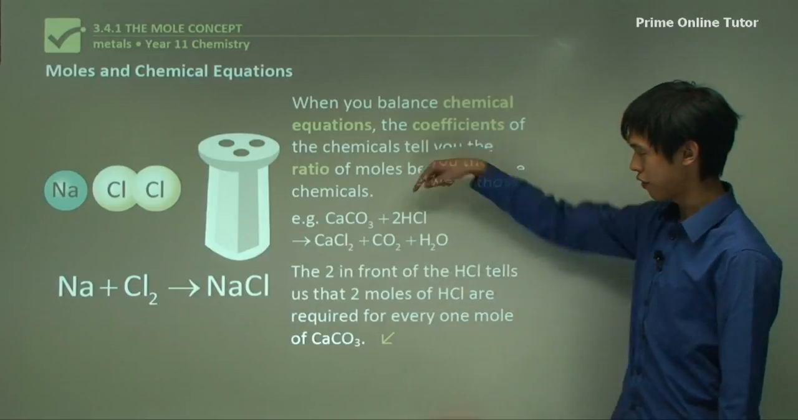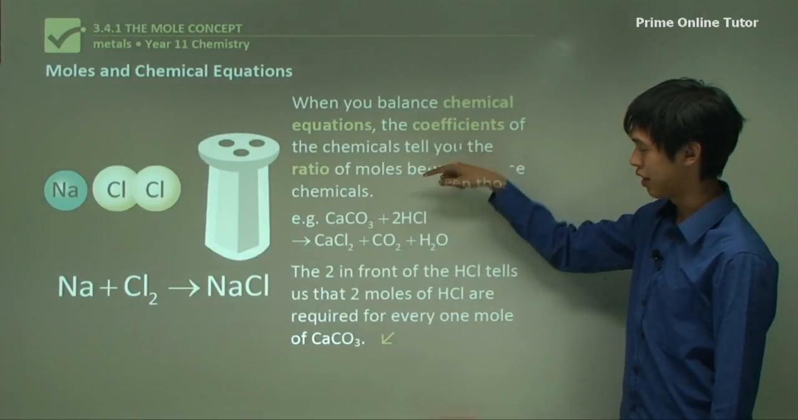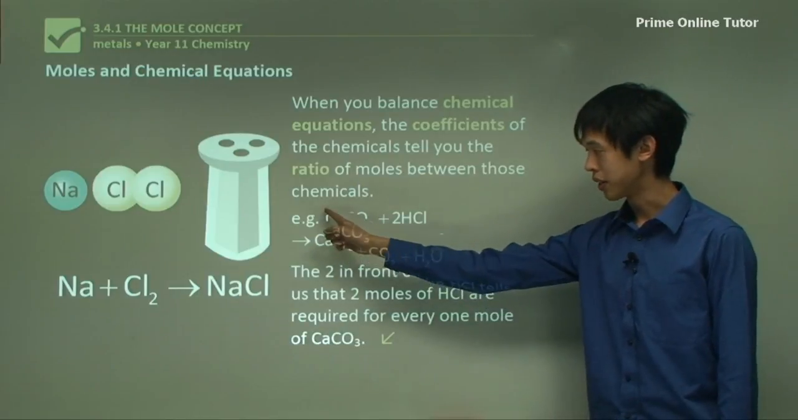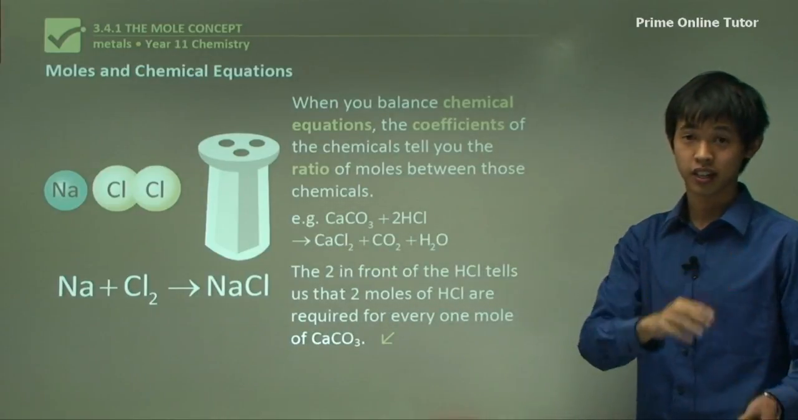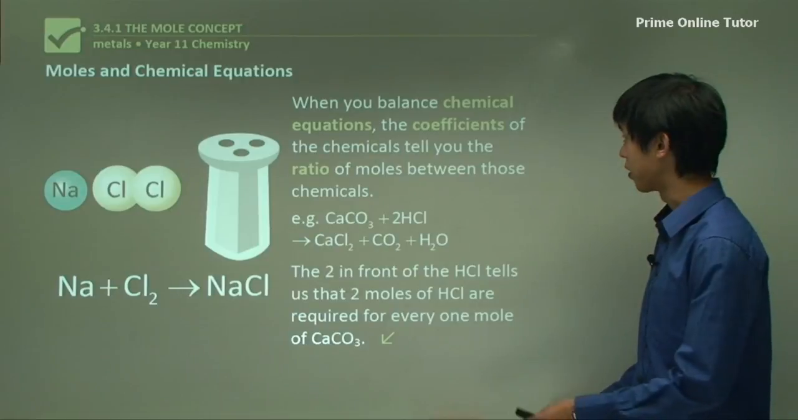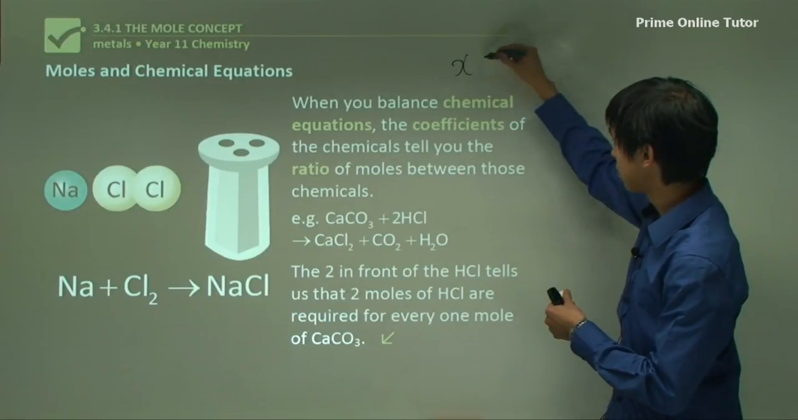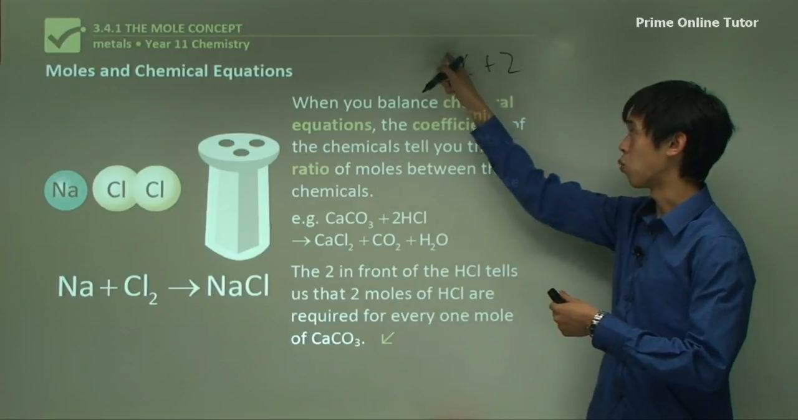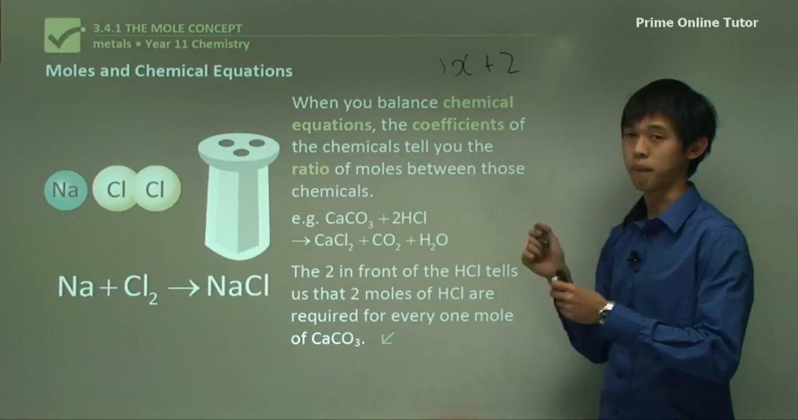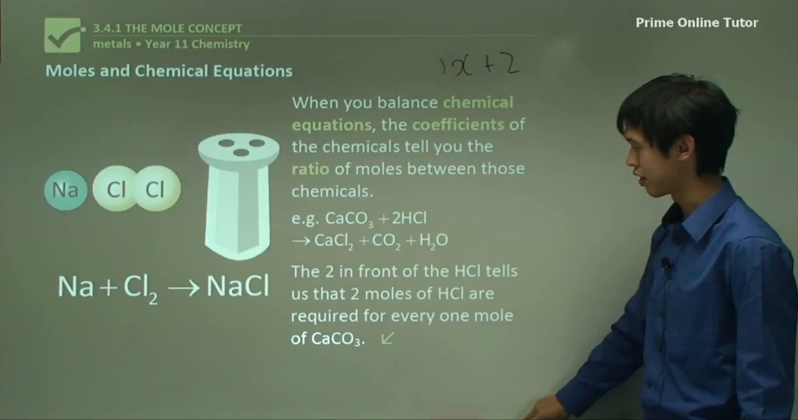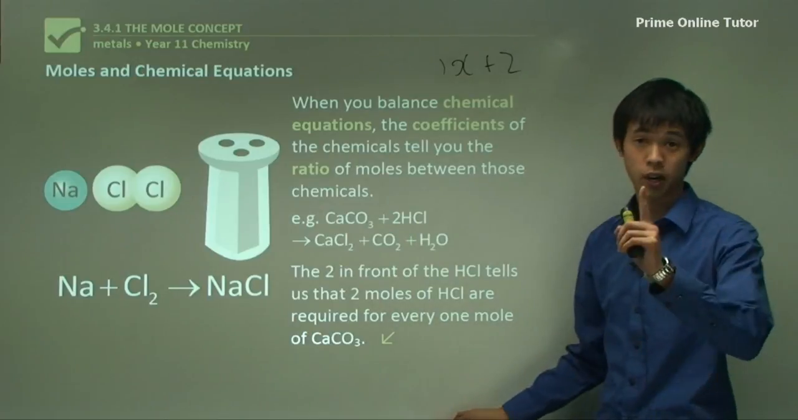And that 2 in front of the HCl tells you that for every 1 mole, because obviously if there's no number there, it's 1, just like in maths. If I wrote x plus 2, we know that there's a 1 here at the front. Okay? So similarly in chemistry, if there's no number, it just means 1. Okay?